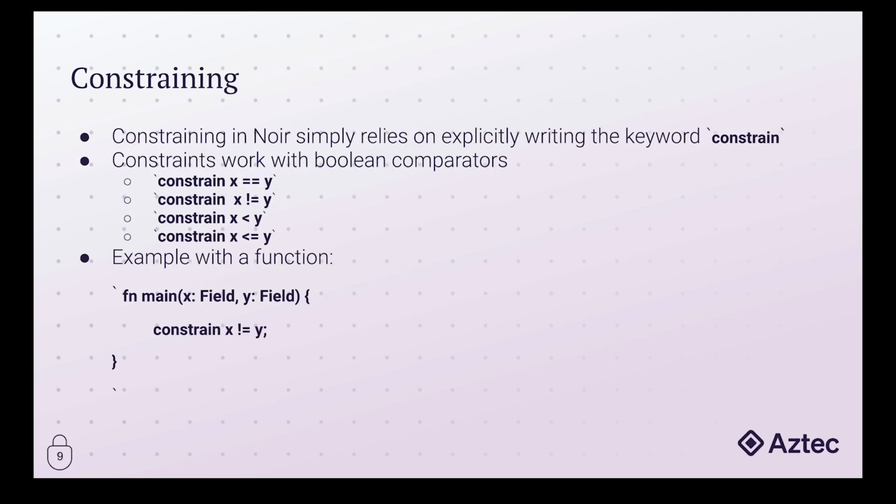So now we're going to talk about constraining values, and constraining in Noir is super straightforward. All you need to do is explicitly put the constrain keyword and have a Boolean comparison on the right-hand side. So this would work for equality, inequality, greater than, less than or equal to, greater than or equal to. And just to show an example in a function, a very simple function like we had before when we created our project. When we pass in an x field and a y field, we're simply constraining that they're not equal to each other.